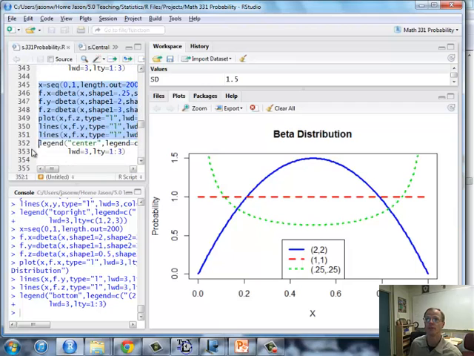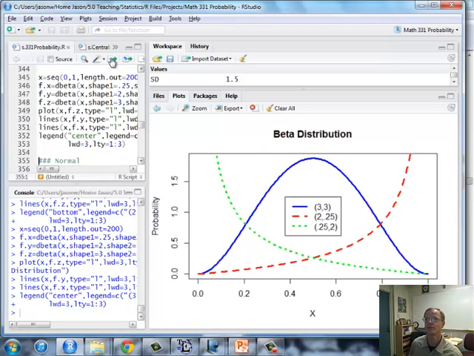What happens if the parameters are not the same? I've done a couple of them. Well, I did a 3, 3, but you notice an exponential type shape. So it's a very flexible distribution.